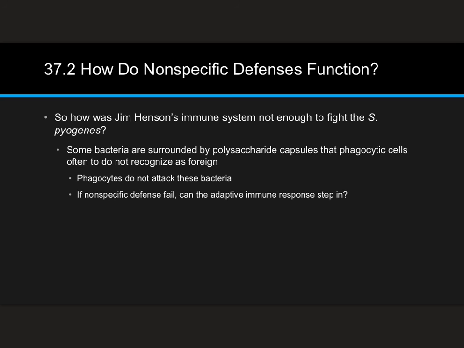Well, some bacteria are surrounded by a polysaccharide capsule that basically tricks phagocytic cells into not realizing that it doesn't belong. It's going to trick those cells into thinking these should be within the body. So the phagocytes don't attack those bacteria, and those things are allowed to grow and not be recognized as being foreign. What happens then? And so that's what we'll talk about starting at the beginning of next week with the adaptive immune response. So how do we start targeting very specific things?